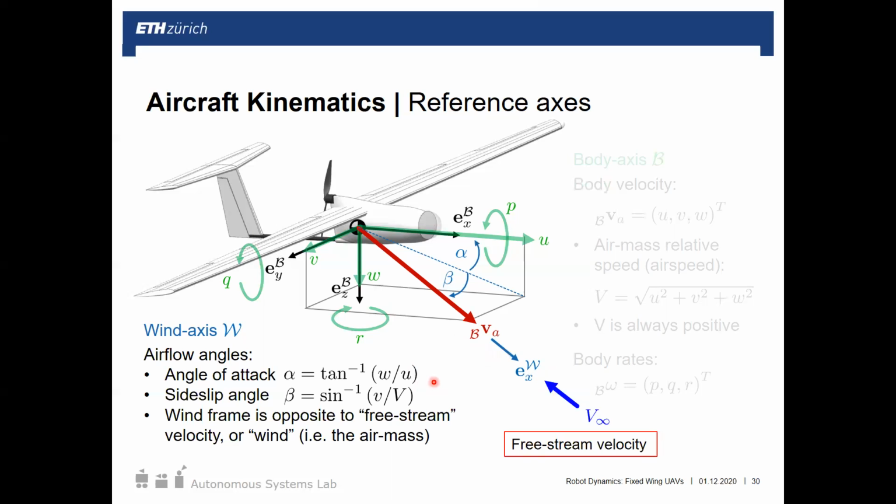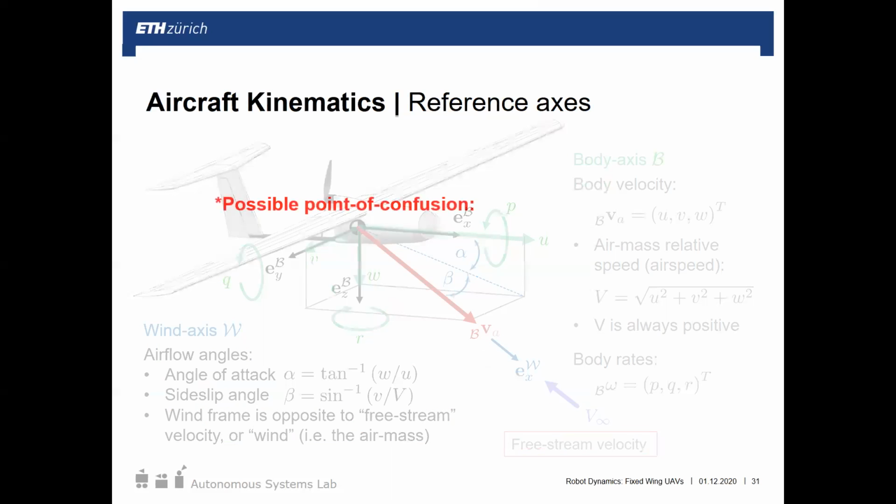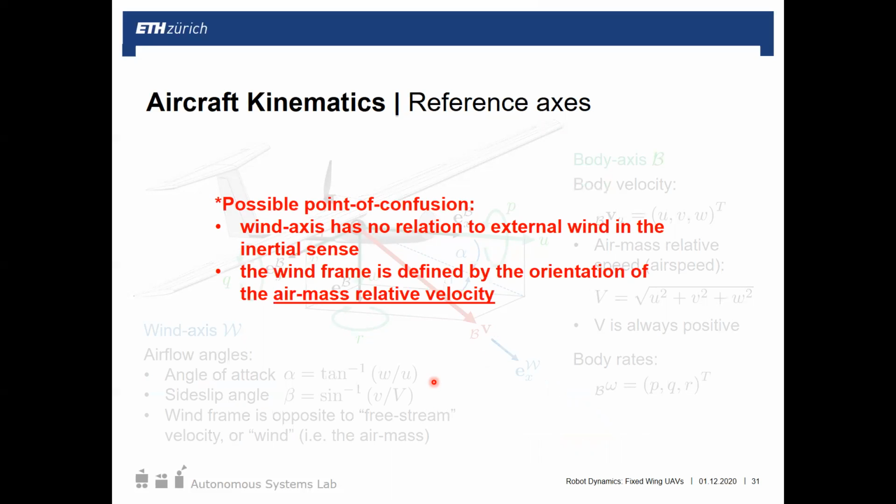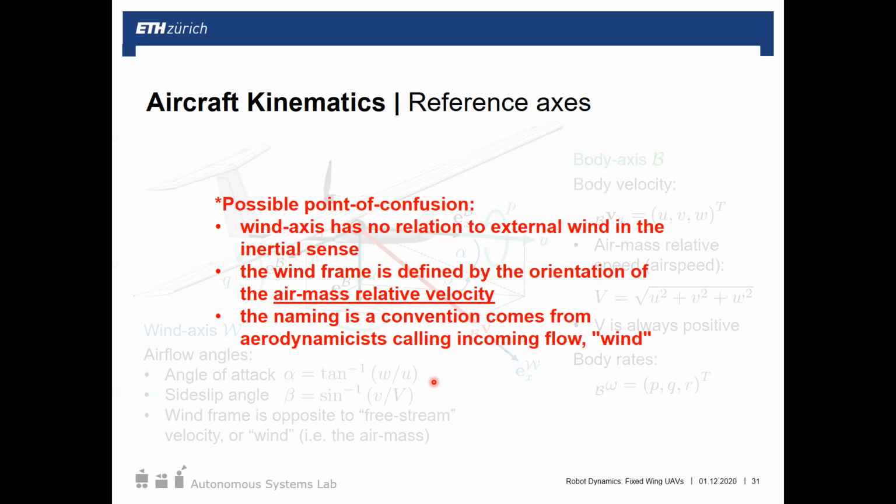So this is a possible point of confusion. The wind axis itself has no relation to the external wind in the inertial sense, so it's not the movement of the air mass. It is basically our movement through the air mass. The wind frame, again, is the air mass relative velocity. But the naming convention, that's what I wanted to get to, is that the reason why this wind axis is called wind is because of aerodynamicists who were referring to the incoming flow. And that's the same with that free stream velocity.